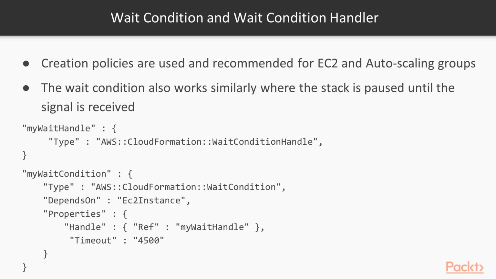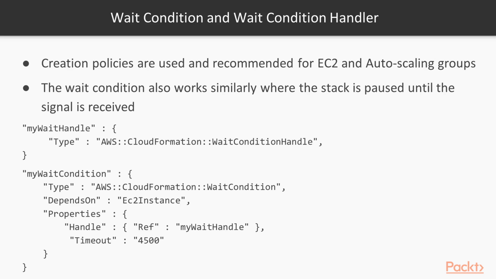So one important part to remember is that creation policies are recommended for EC2 and auto scaling group. You can even work with EC2 with the wait condition and wait condition handler, but this is something which is not really recommended. However, for other resources as well, you can specify wait condition and wait condition handler. One important part to remember is that the wait condition handler will basically create a pre-signed URL. Basically, it's a URL where your application will send a success signal to. Alright. So that is the URL which this wait condition handler will create.